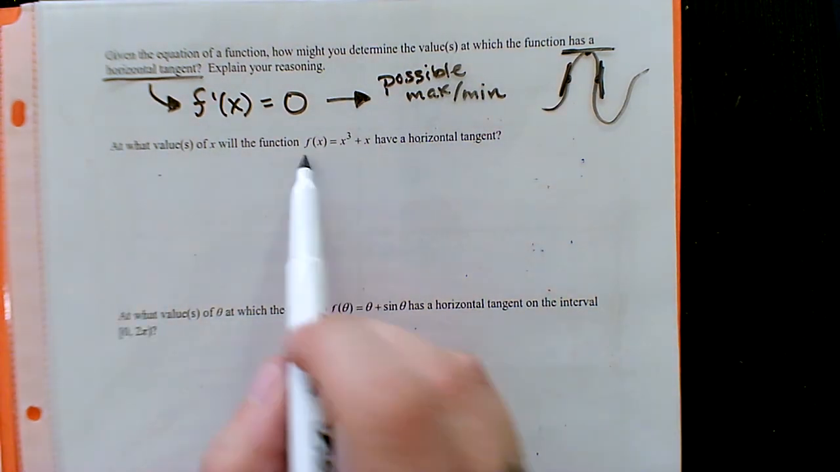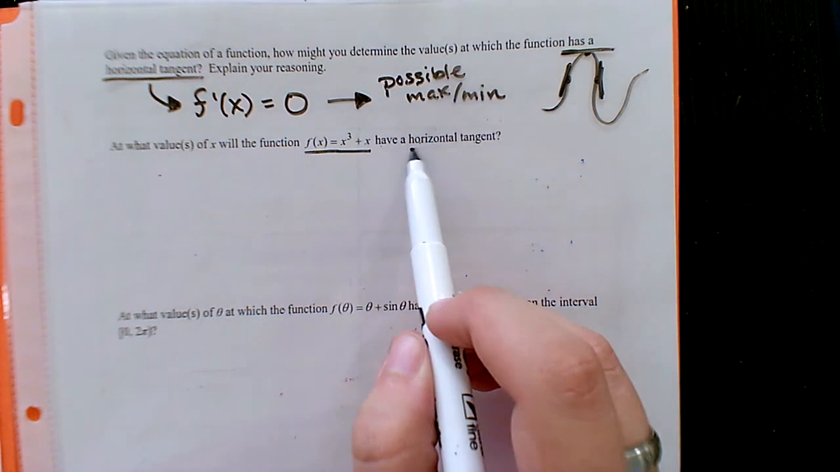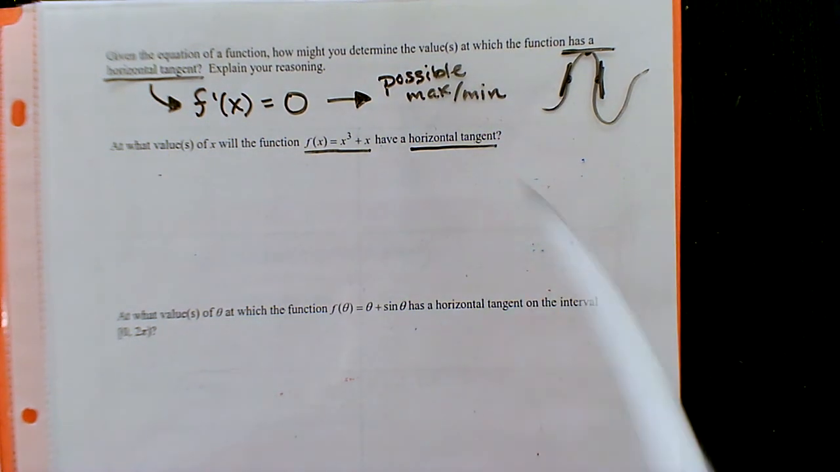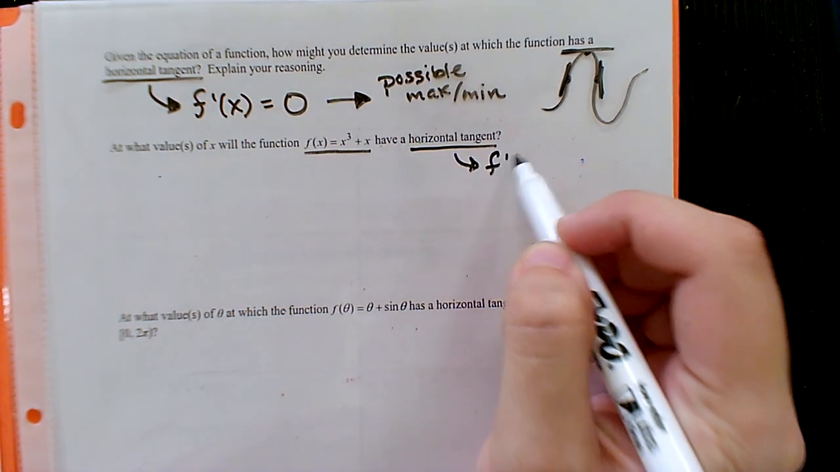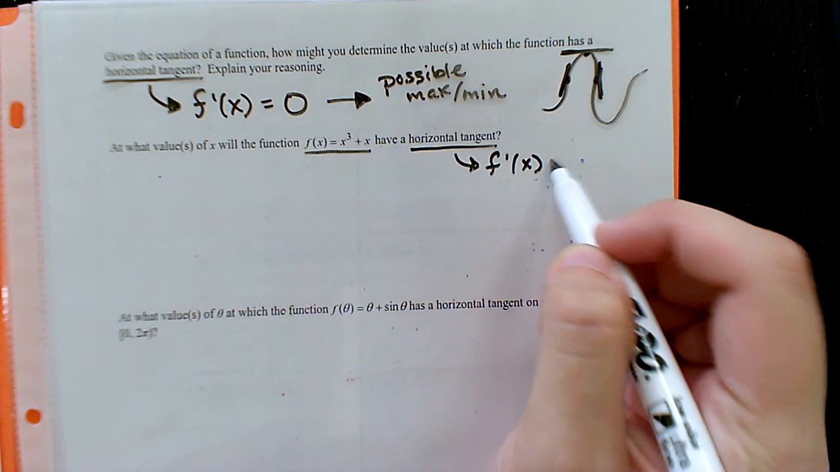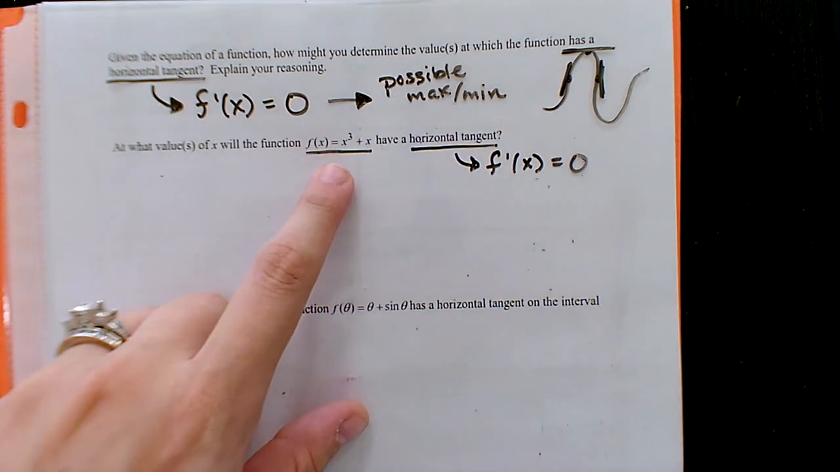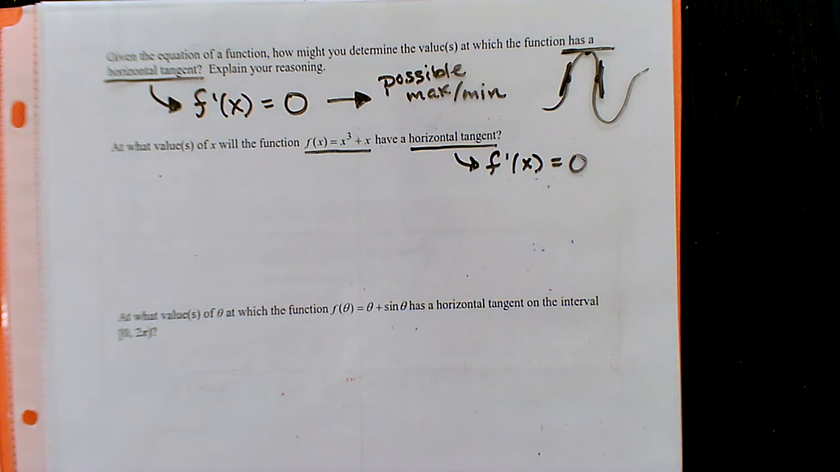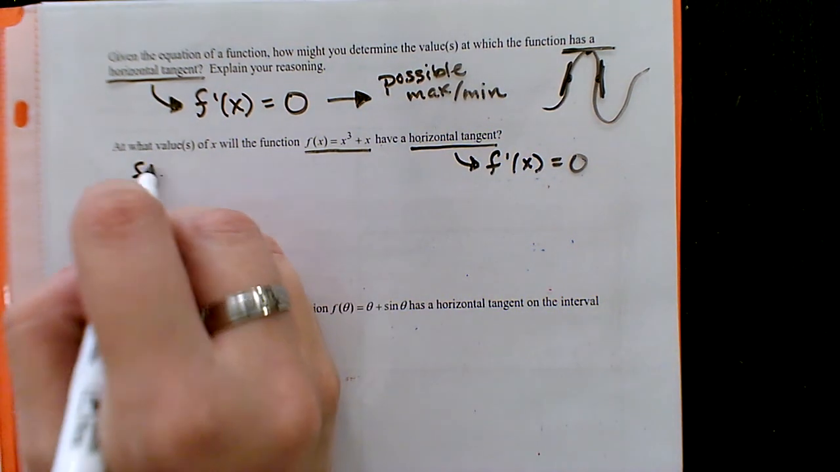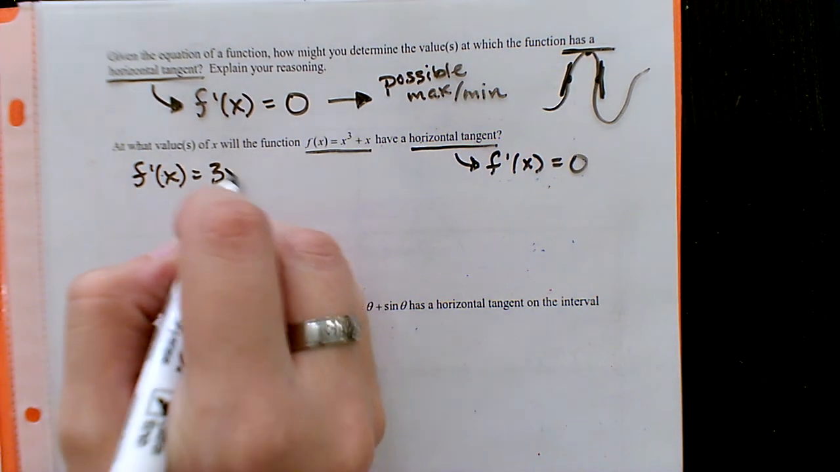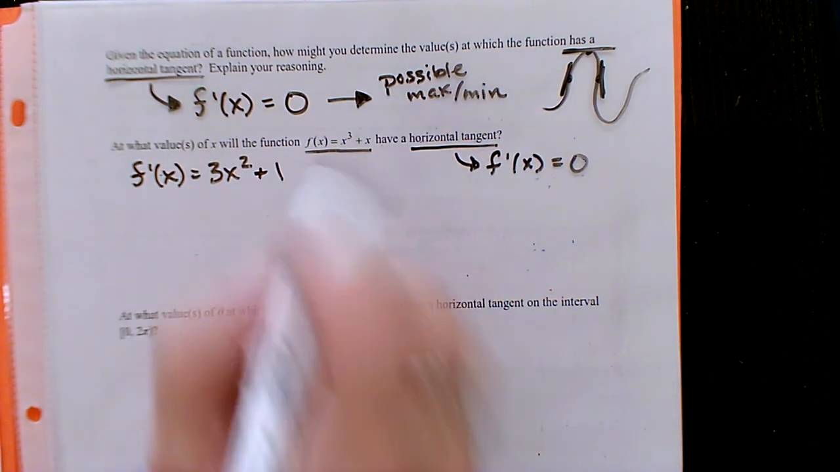For what values of x would this function have a horizontal tangent, aka a derivative that equals 0, a slope that is 0? Can we figure out the derivative of that function real quick, now that we know the power rule? The derivative would be 3x squared plus 1.